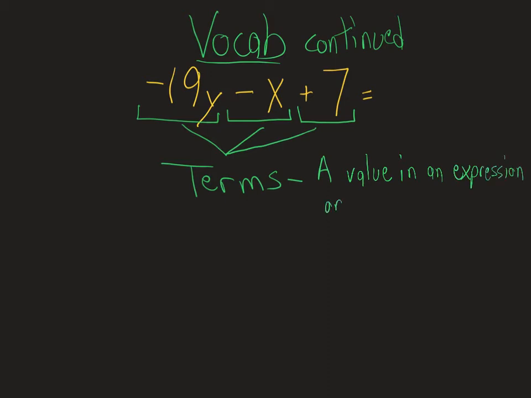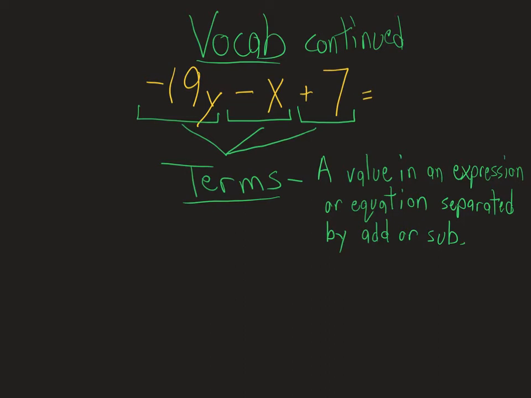In an expression or equation, all of this vocabulary is true for expressions and equations. A term is a value separated by addition or subtraction. Okay, so basically those three chunks are three separate terms because there's an add or subtract sign separating each of them. Now, they also have their own names, so let's talk about that.